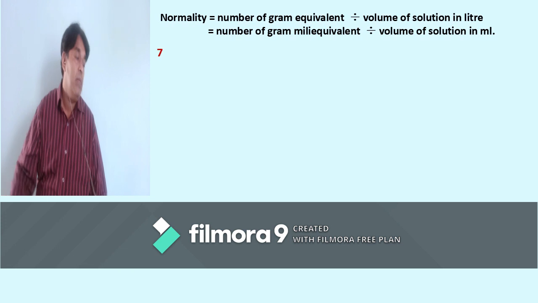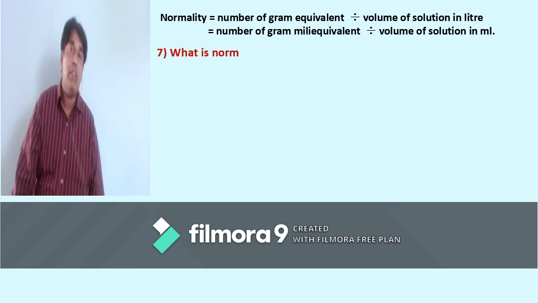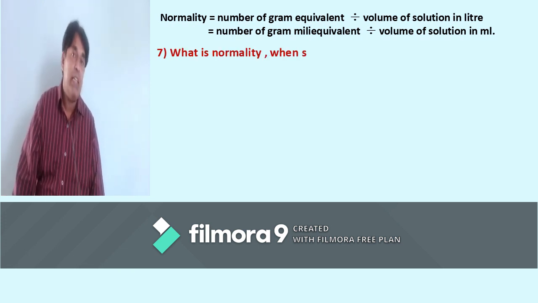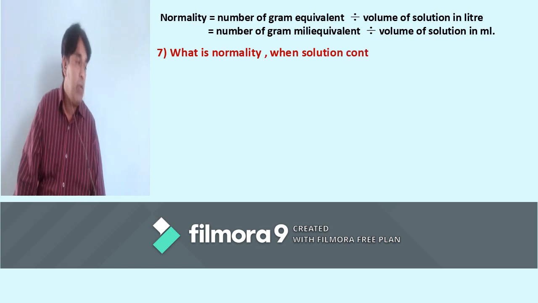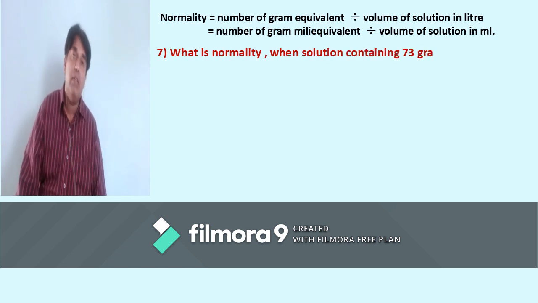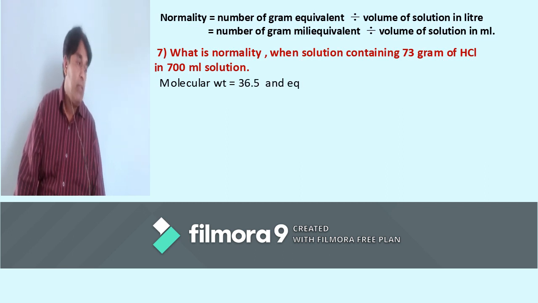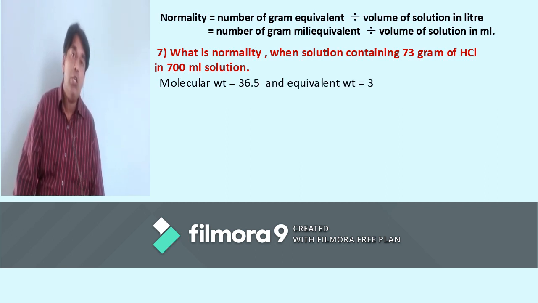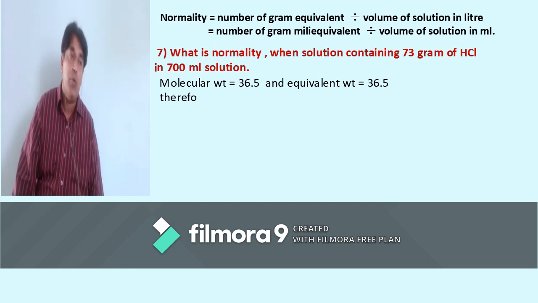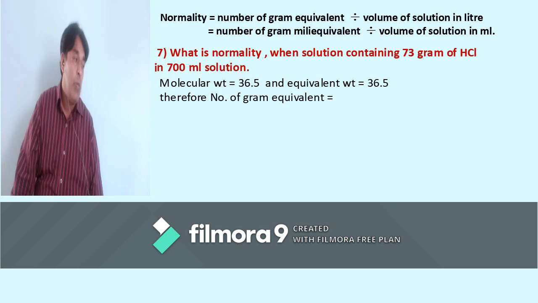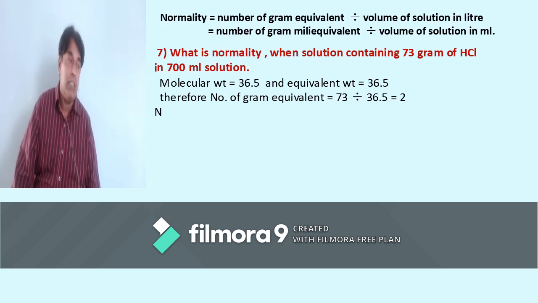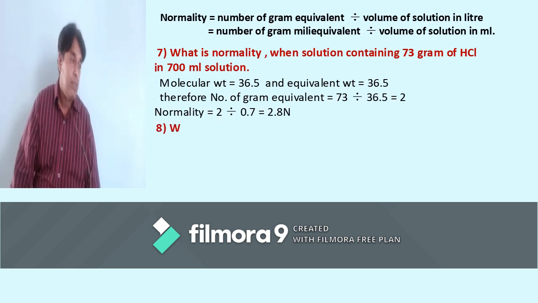Now the next example. What is the normality of a solution containing 73 grams of HCl in 700 ml of solution? Similarly, first we determine the number of gram equivalent. The number of gram equivalent equals the given weight, that is 73 upon equivalent weight 36.5, which gives 2. Therefore normality equals 2 upon given volume 0.7 liter, therefore 2.8 normal.